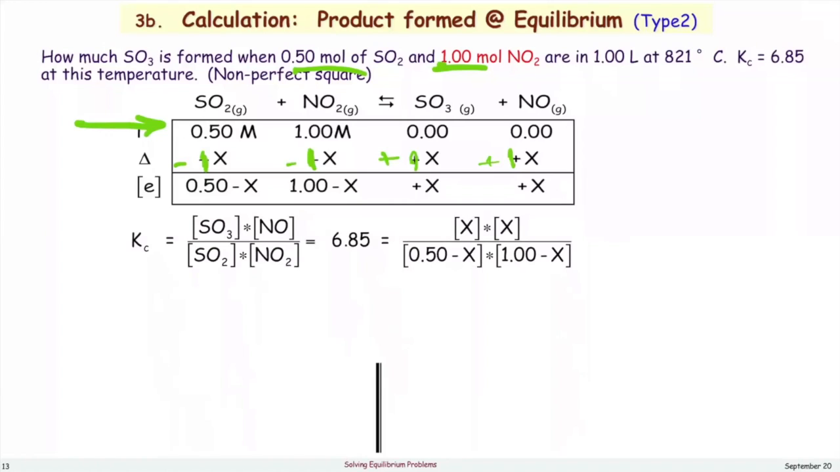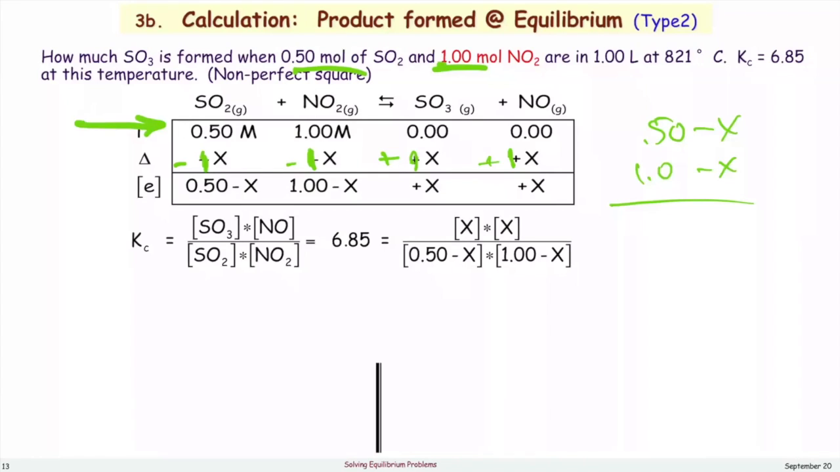X times X, because that's the products, over 0.50 minus X times 1.0 minus X. Now that's not a perfect square anymore, because you can't take the square root of that whole quantity and make it 0.50 minus X squared. You have to solve this through the quadratic formula. And that means you have to multiply this out: 0.50 minus X, 1.0 minus X. So make sure you remember how to do this, because even if you have a quadratic calculator or app, you still need to express it in terms of A, B, and C.